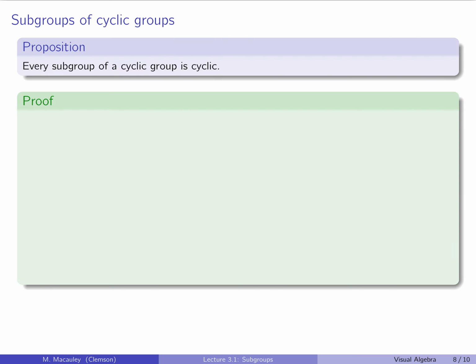Let's prove a short proposition. Every subgroup of a cyclic group is cyclic. And I'm not going to assume that the group is finite. So it's either isomorphic to Zn or the integers Z. To prove this, let H be a subgroup of G, which is cyclic. And let's assume that H has order bigger than 1. Otherwise, the result is trivial. The trivial group is cyclic. It's generated by the identity.